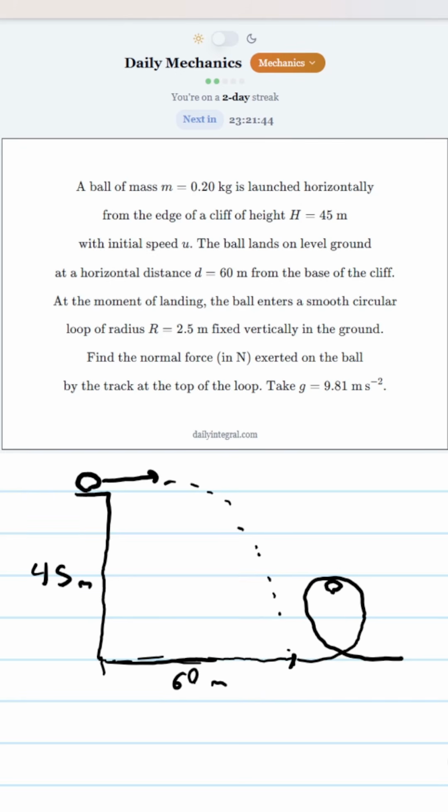Can you solve this difficult physics problem? A ball is launched horizontally off a 45-meter cliff and lands 60 meters horizontally. It then enters a loop, and when it reaches the top of the loop, it will have some normal force. We need to find what that normal force is given the variables that we know.